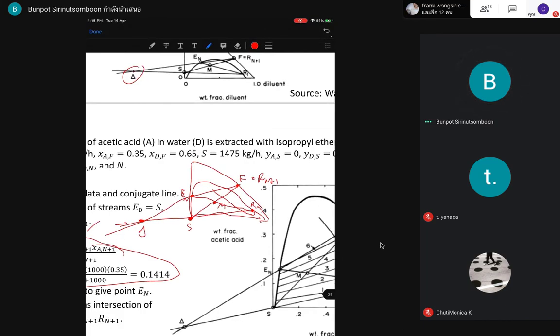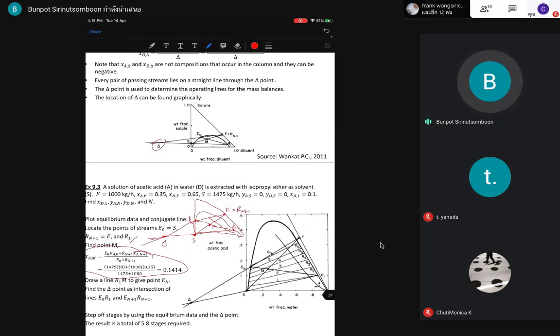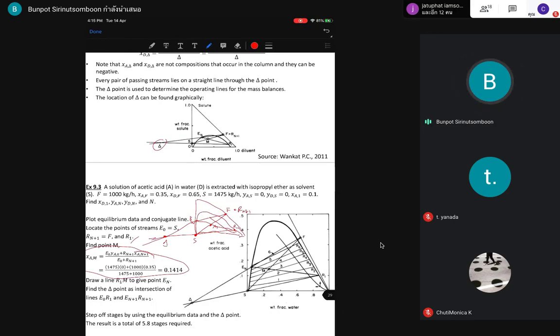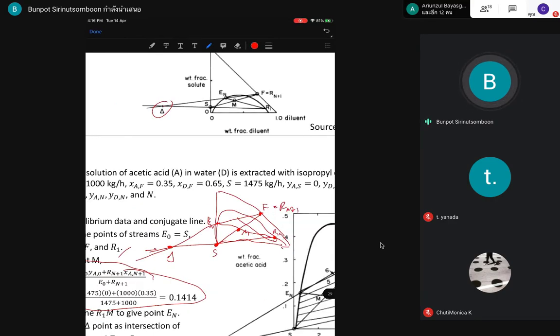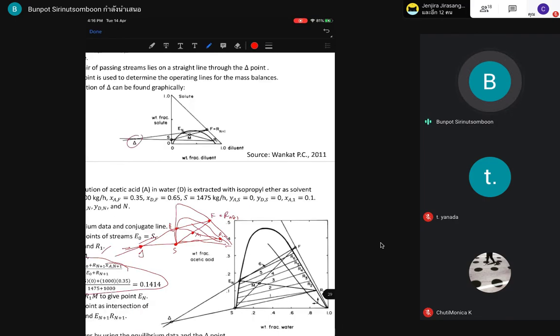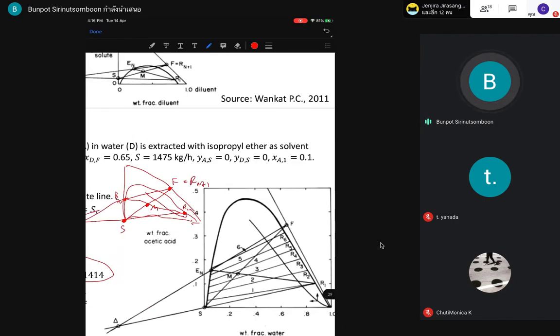Let me use this. So this is how you find it. Again, first you know S, you know F, you know R1, and you find the endpoint here from this equation, and then you draw the line here to get En. Once you get En, you draw the two lines here to get delta. Once you get delta, then you can find the number of stages.